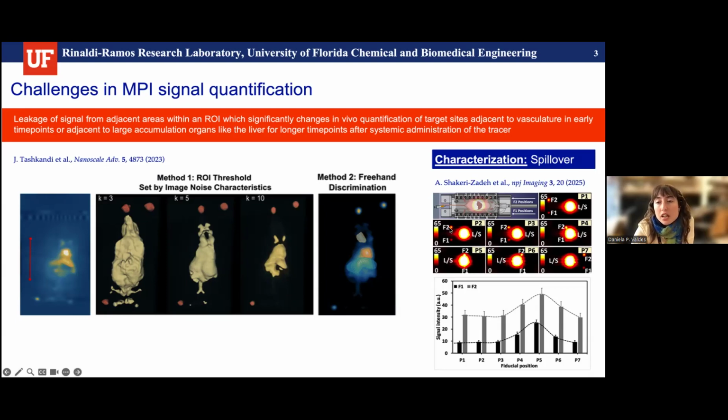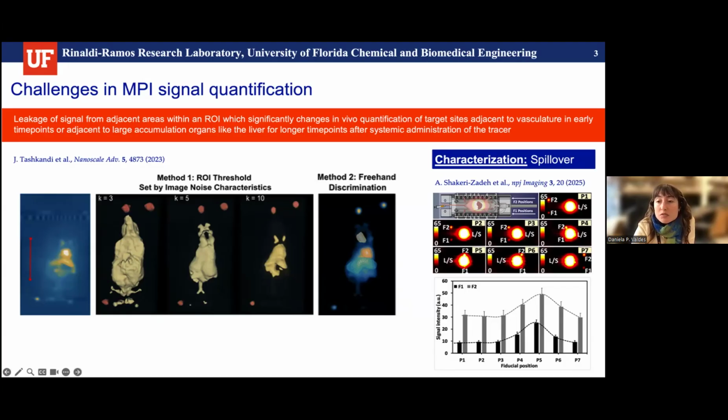So in this figure, they show a live mouse that has been injected with particles, with the liver saturated already, and some fiducials they're placing in different regions. They're showing how the closer they get to the liver, the more and more overestimation they get for the signal in the fiducials. So the signal in the area we want to quantify, for example the fiducial, is going to be affected by signal decaying from an off-target site, such as the liver.